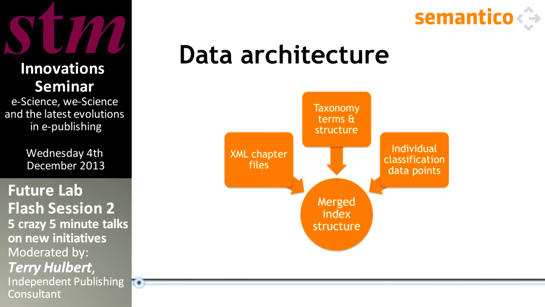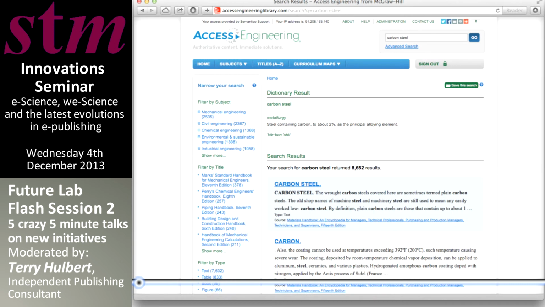We designed a data architecture that let us keep the data sources separate, so that the actual terms and structure and the classification data points were separate from the XML chapter files. That let us update the terms and structure without having to go back and re-tag all of the article files. This is how it turned out in the user interface.